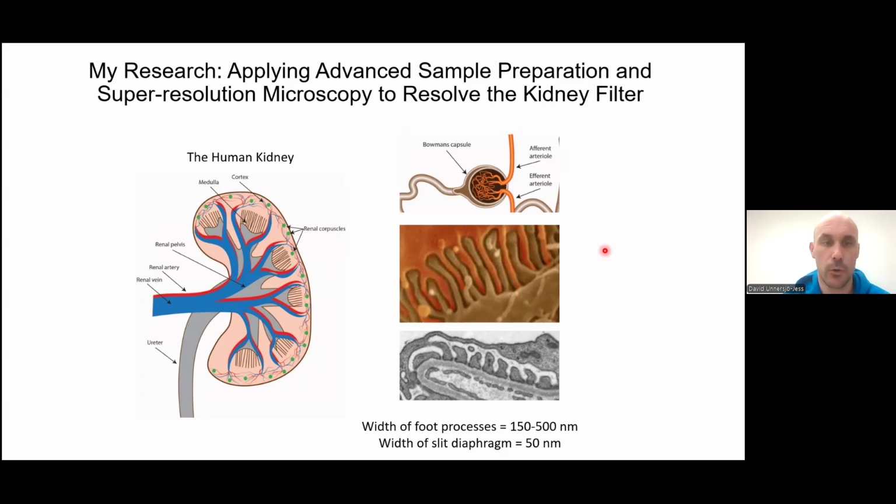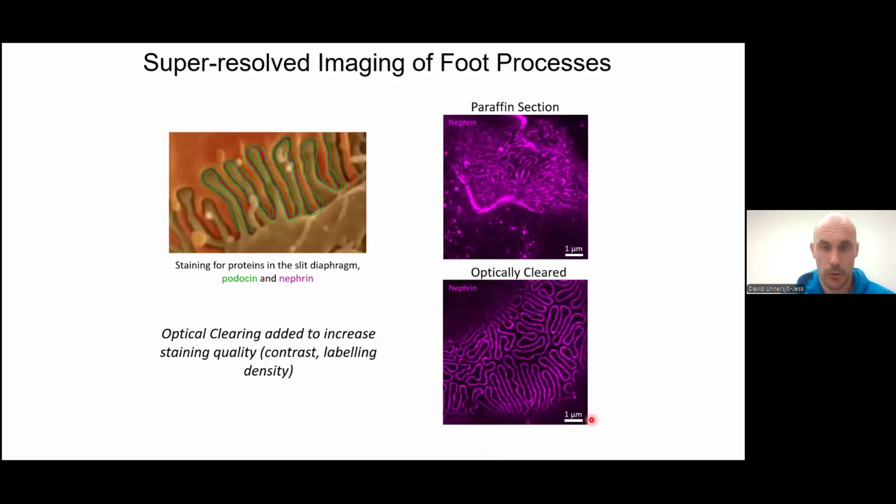These are tiny, tiny structures. Historically, they could only be visualized with electron microscopy. These fingers are around 150 to 500 nanometers in width, and the cell junction between them, the slit diaphragm, is around 50 nanometers. So only electron microscopy could visualize these structures before. I started early on in my PhD work to look at ways in which we could resolve these structures also with a fluorescence microscope.